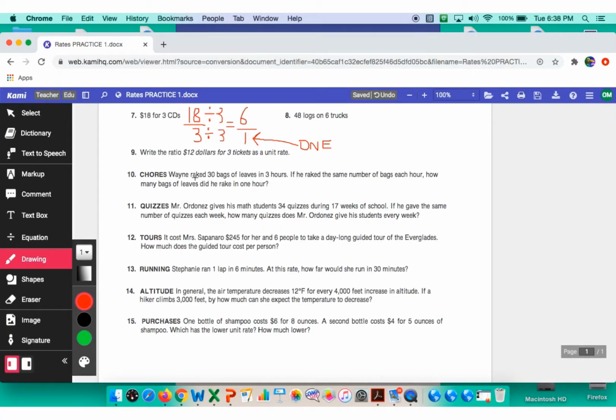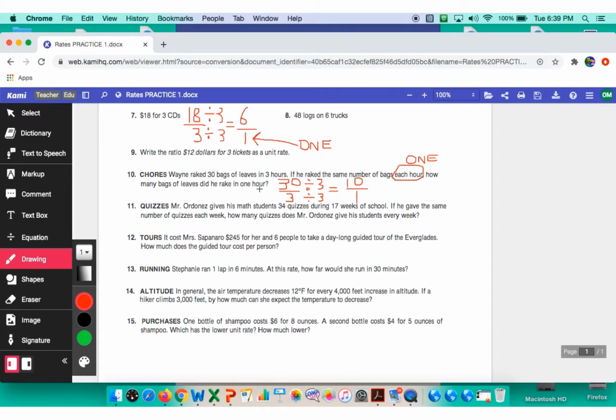All right, you guys, let's do another one. Let's do number 10. This is raking 30 bags of leaves in 3 hours. If you rake the same number each hour, then how many bags of leaves can you rake in 1 hour? So again, another unit rate problem. You can go ahead and write the numbers that you have, 30 bags over 3 hours. And remember, use the denominator to divide. So you're going to go 30 divided by 3, 3 divided by 3. And that should give you 10 bags for every hour. And there's your unit rate.